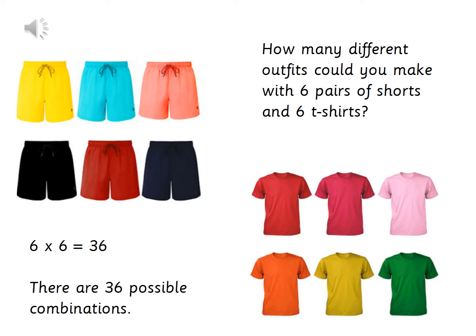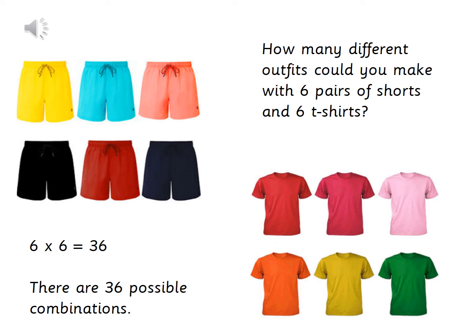I wonder what answer you came up with. Let's go through it together. Let's start with the yellow shorts. So you could pair that with the red t-shirt, the dark pink t-shirt, the light pink t-shirt, the orange t-shirt, the yellow t-shirt, or the green t-shirt. That would give you 6 different possible combinations.